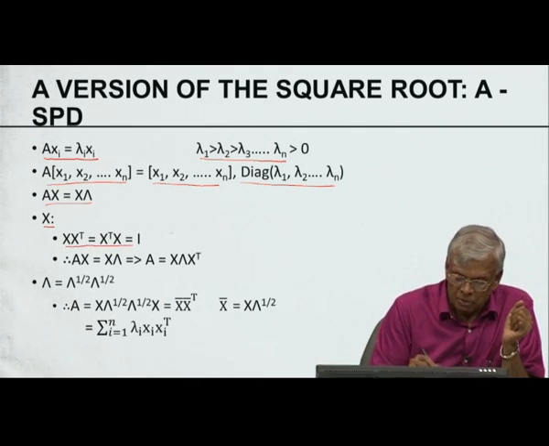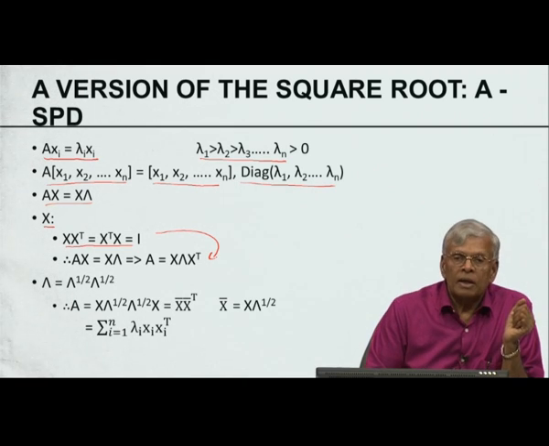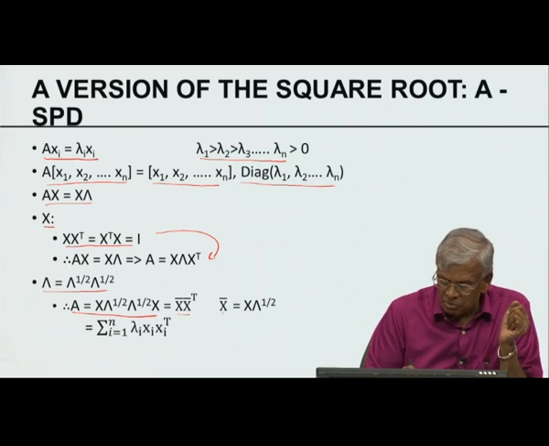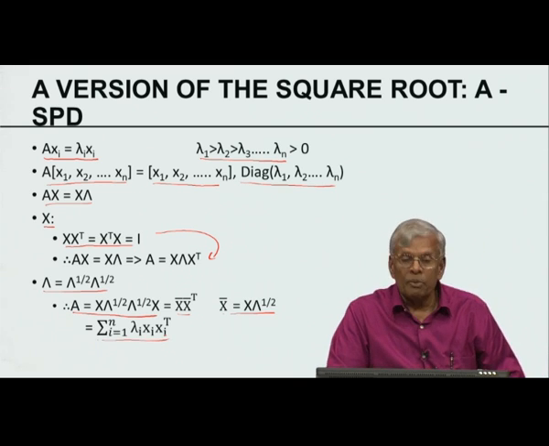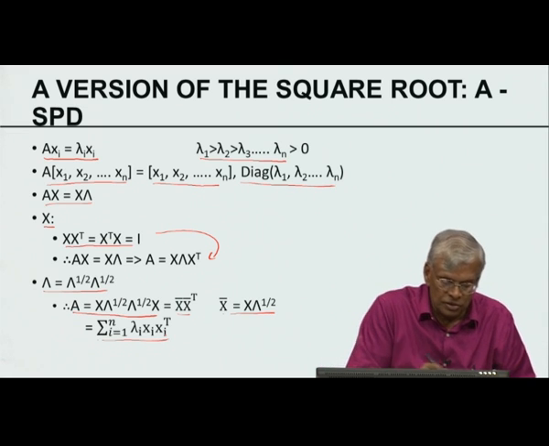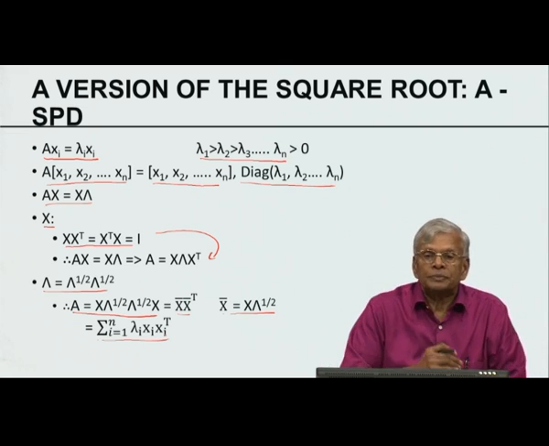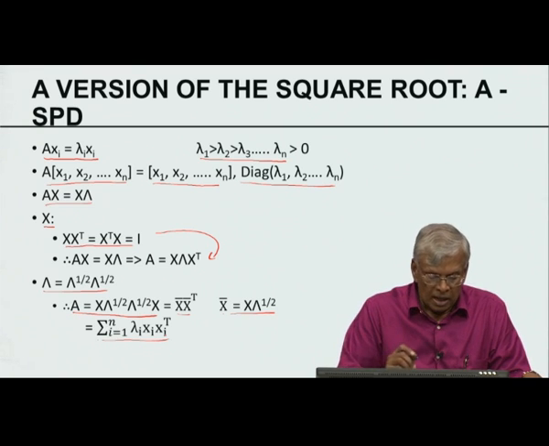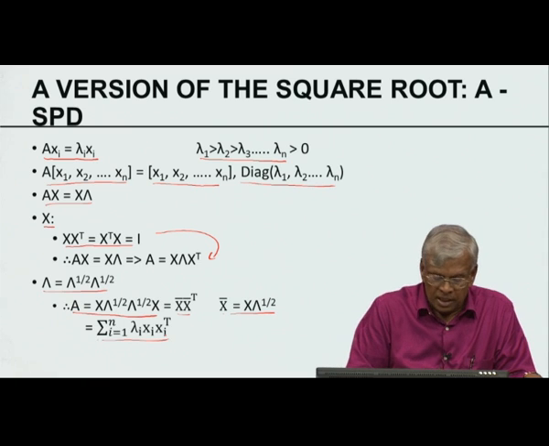Therefore, by exploiting this property, I can get a multiplicative decomposition. Lambda is lambda to the power half times lambda to the power half. So I can get a decomposition which is X bar times X bar transpose, and that is also equal to, in component form, the sum of lambda i times xi xi transpose. So this is the crux of the eigen decomposition.